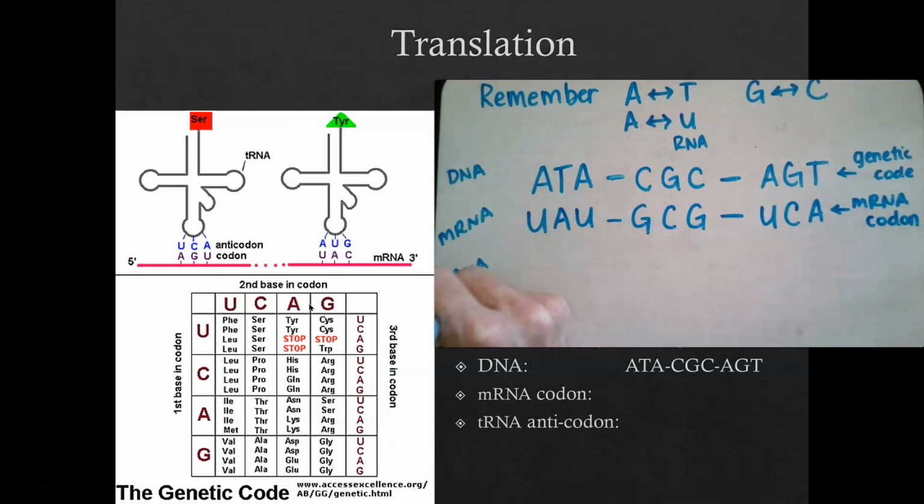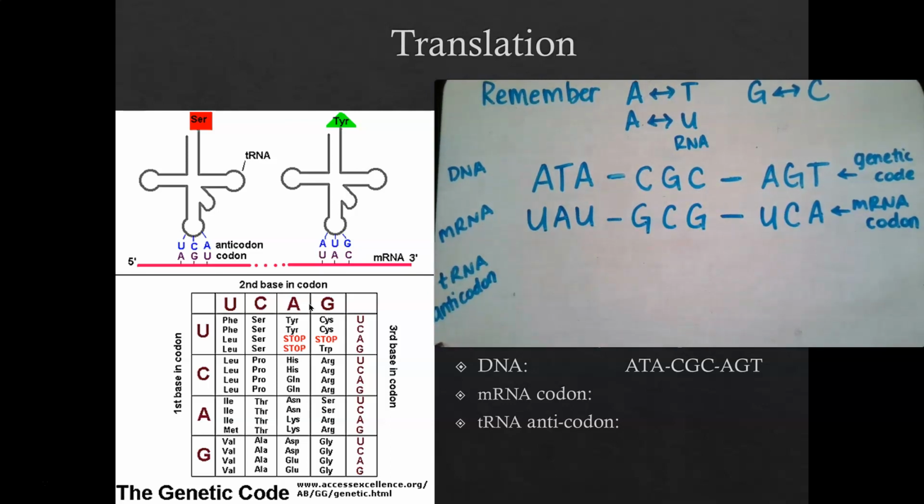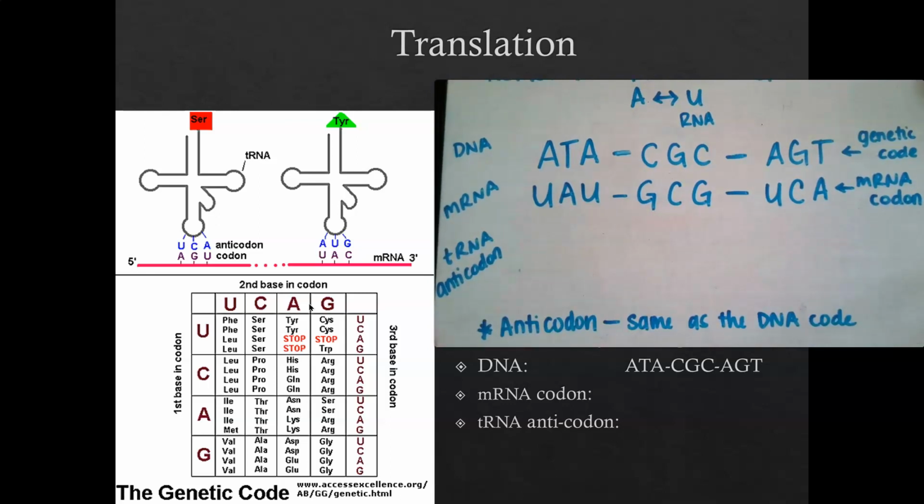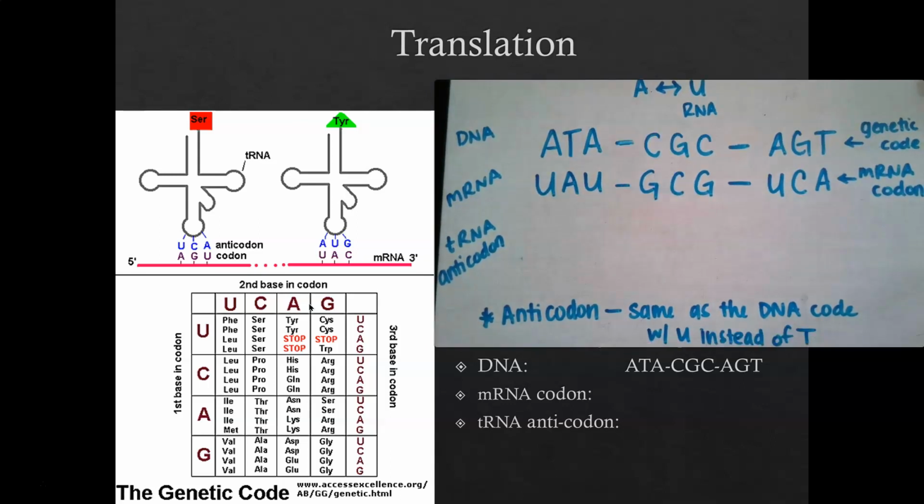This is going to be our anticodon. And I just want to add a hint here that the anticodon is the same as the DNA code. The only difference is that it has U instead of T. So the anticodon is going to be the same. Again, we do our base pair match here. So we're going to go with our U. U goes with A.